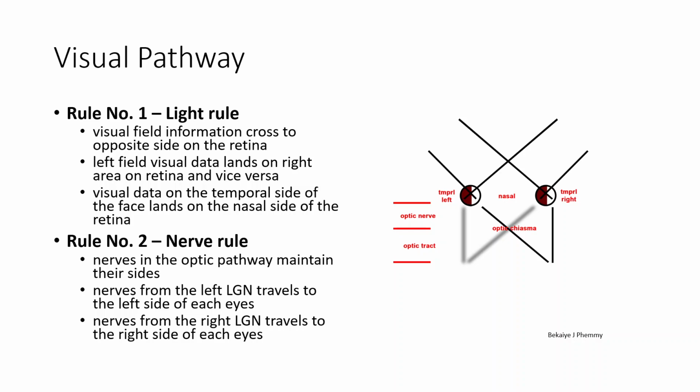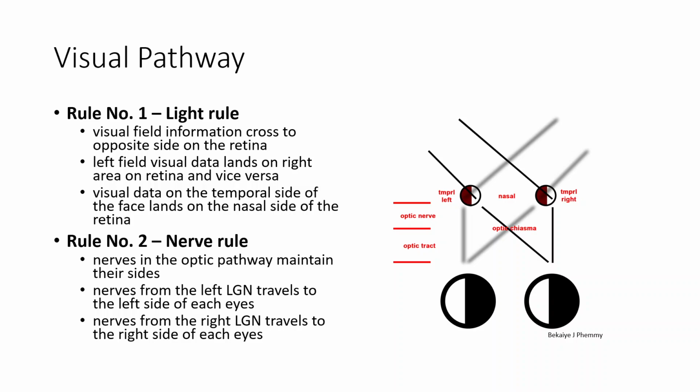Here is the tricky part. The information coming from the right side of the face will not be seen because it is landing on the left side of the retina. However, the visual information from the left side of the face is perfectly seen. There is no problem with that. And this is the correct visual field representation of a left optic tract lesion.